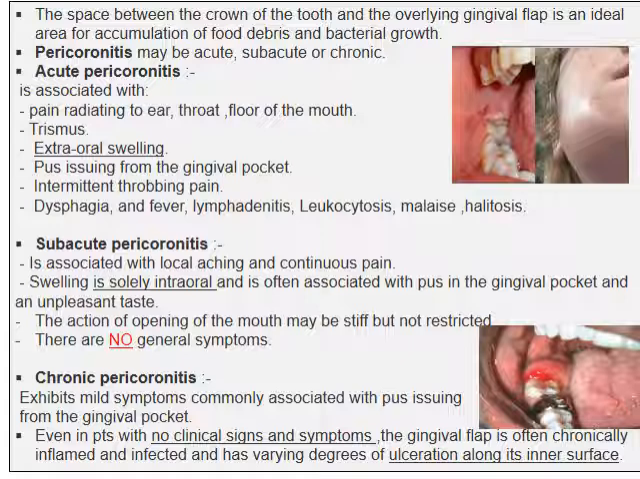Pericoronitis could be classified as acute, subacute, or chronic. So we have three types that might be presented clinically. This is a clinical classification. For acute pericoronitis, the patient is presented with a pain radiating to the ear.